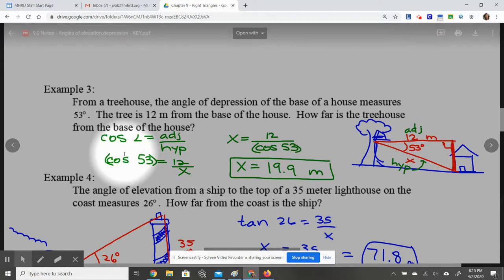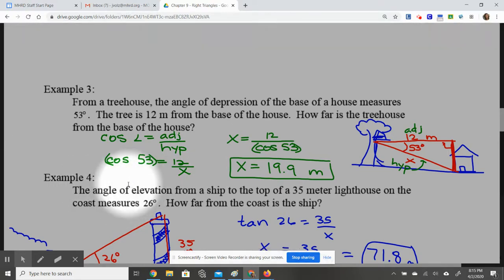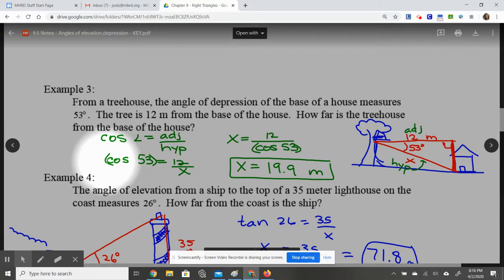So x times the cosine of 53 is equal to 12 times 1, which is the bottom of this fraction over here, if you think of it that way. Then to get x by itself, you would divide by the cosine of 53.